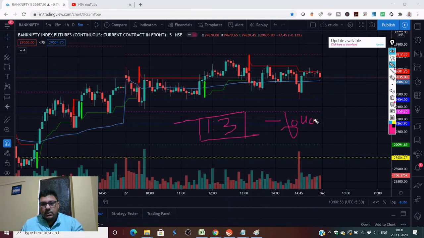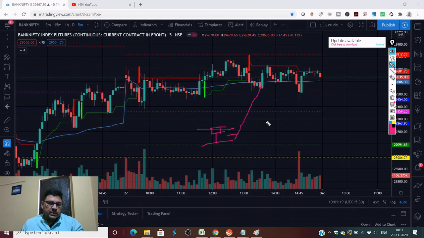Follow a system. Now what is a system? A system is something which I taught you, like a bottoming tail bar well below the 20 period moving average. This is a system. If you're going to lose, you lose one bar, and if you're going to gain, you get close to 5 to 6 bars. So always have a system and stick to the system. Whatever happens, you will make money.